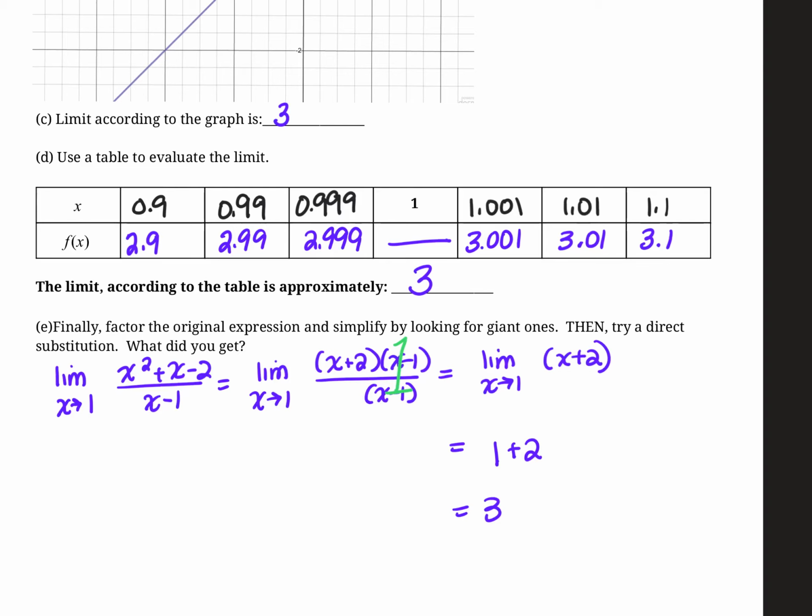And then algebraically, again, we factor it, see that giant 1. Once we've gotten rid of the giant 1, now we can go ahead and substitute in x equals 1 into our expression to get 3. So 3 different ways to get 3 as a value.